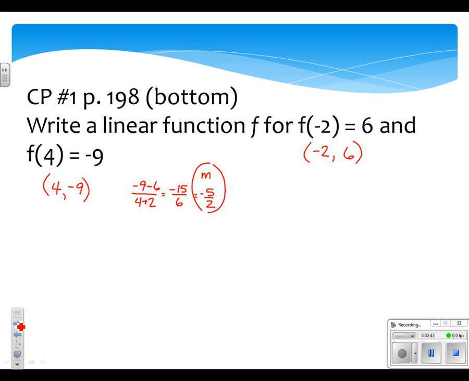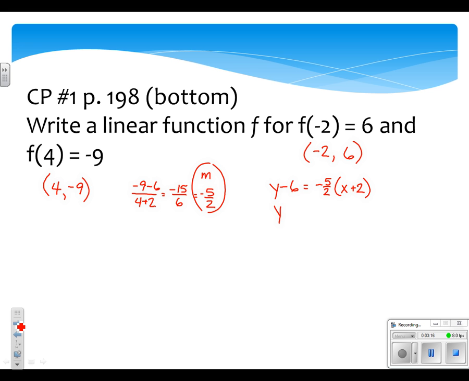Now you can use either of the ordered pairs that we came up with, either negative 2, 6 or 4, negative 9, and you can fill in the y equals mx plus b format, or you can use that point slope thing. I'm going to use point slope. I'm going to pick negative 2, 6. It would not matter which of these you chose, but if I fill in point slope now, I have y minus 6 is equal to a slope of negative 5 halves times x minus negative 2.